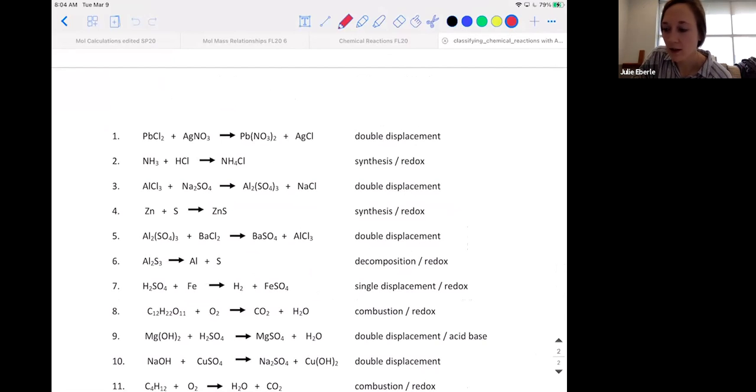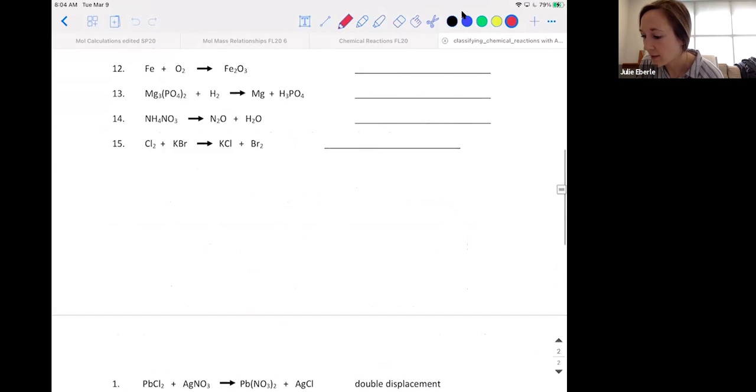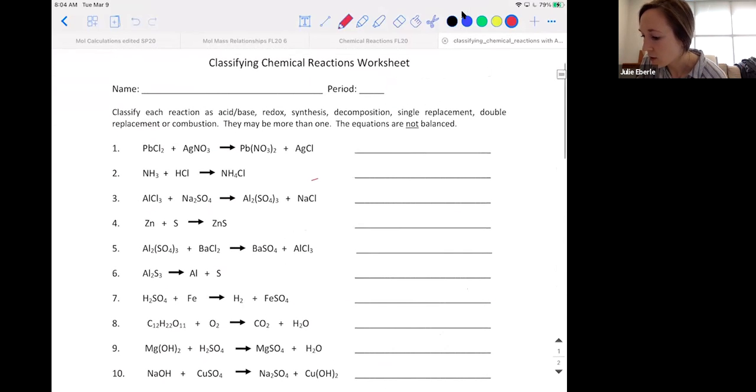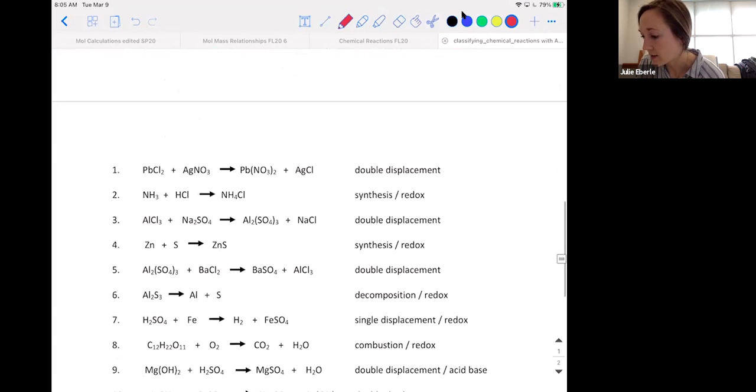You can see a lot of these are classified as redox and as something else. And that was part of the instructions. Let me scroll back up. You were instructed to classify each reaction as acid-base, redox, and you could also classify it as synthesis. Remember, another name for synthesis is combination. On the exam, I'll tell you whether I want you to say combination or synthesis, because Blackboard just will make me pick one when I write questions. And then decomposition, single or double replacement, or combustion. And it says they may be more than one. And often you see, let me scroll back down, they are classified as more than one.